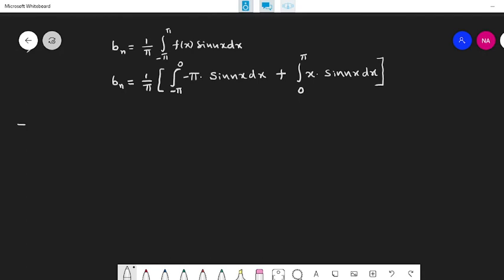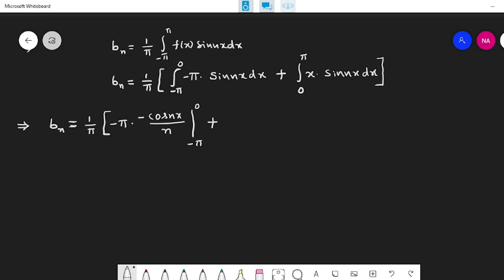So I'll write from here. That implies Bn equal to 1 by pi. Here minus pi is a constant that you can take outside. Minus pi into integral of sin nx, minus cos nx by n. This should be evaluated between minus pi and 0. This integral should be determined between the limits minus pi and 0.